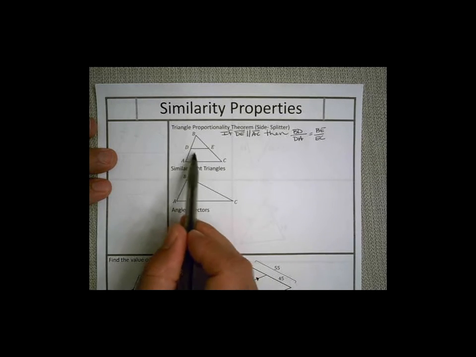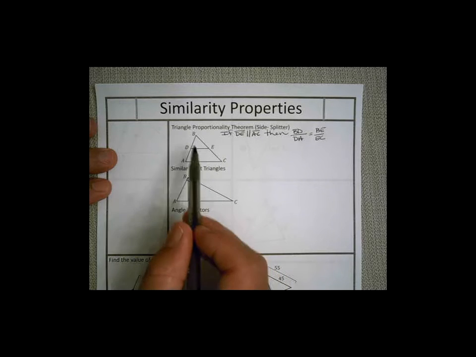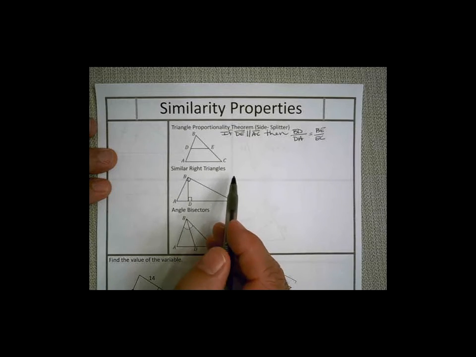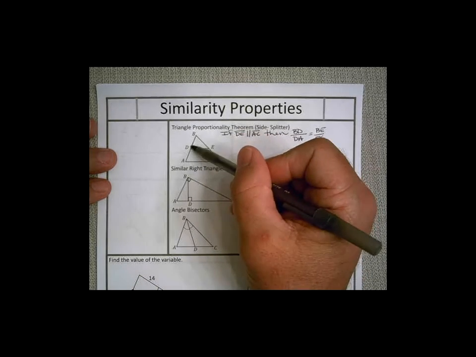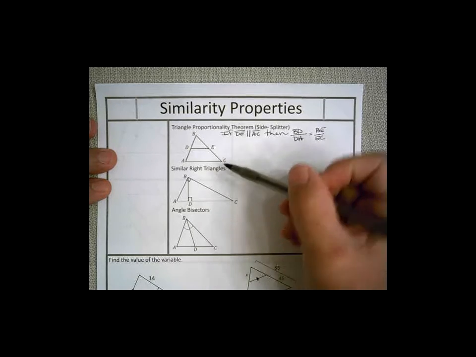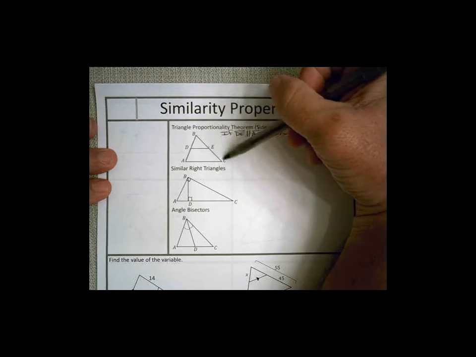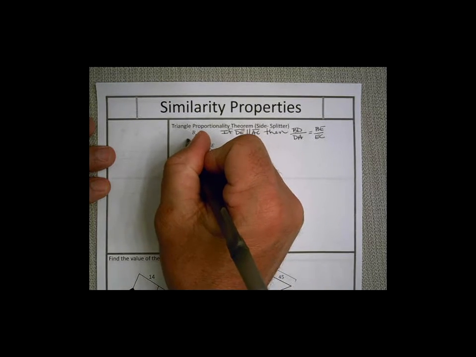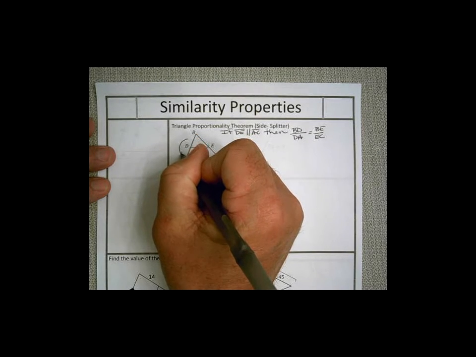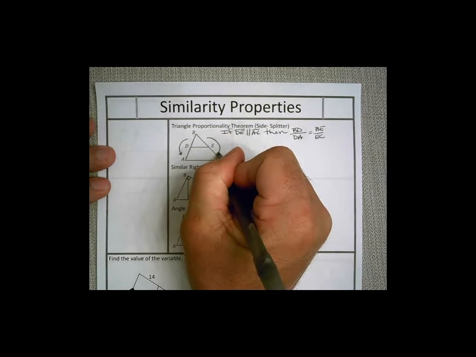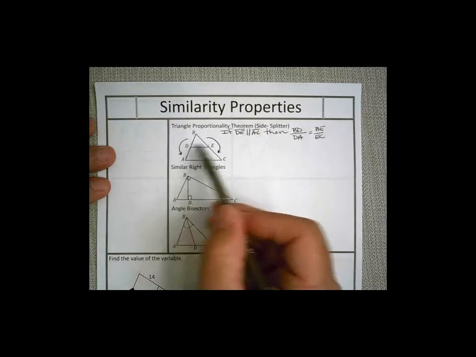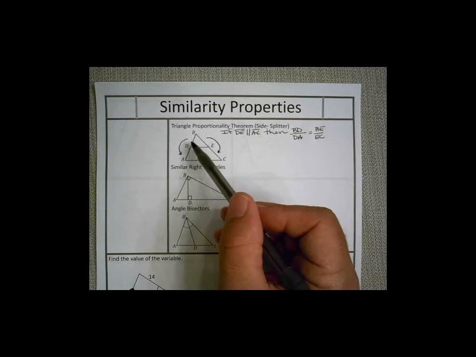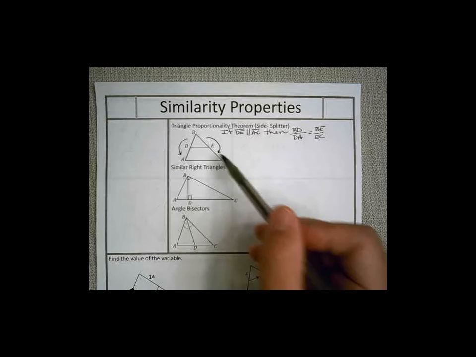Well, if these two lines are parallel, DE and AC, what we basically have is two similar triangles. So if these two line segments are parallel, what we know is if we take the ratio of BD over DA, it will equal the ratio of BE to EC every time. All right, and what I'm doing here is showing you I can draw lines to show the ratios. BD over DA equals BE over EC.